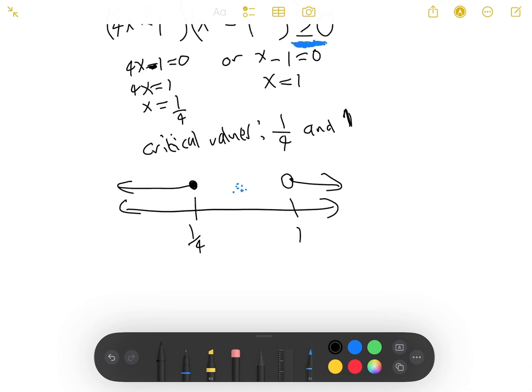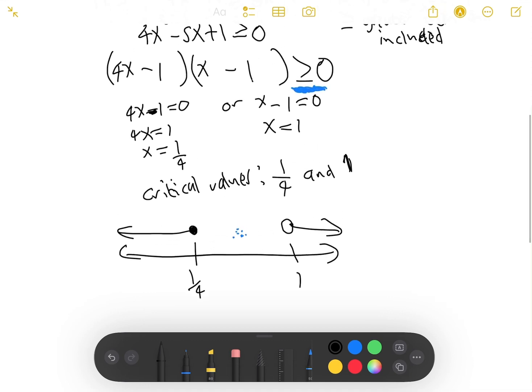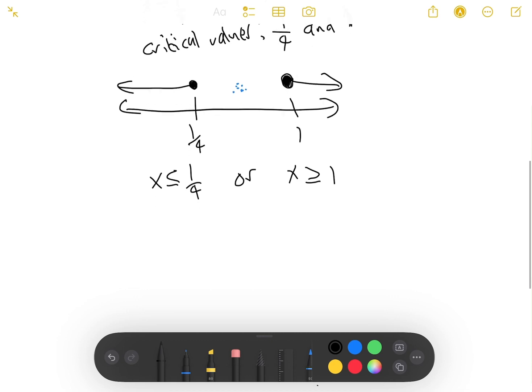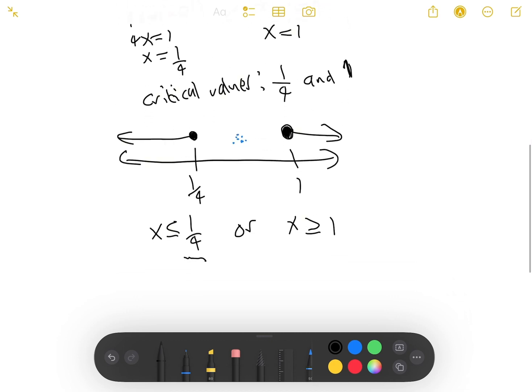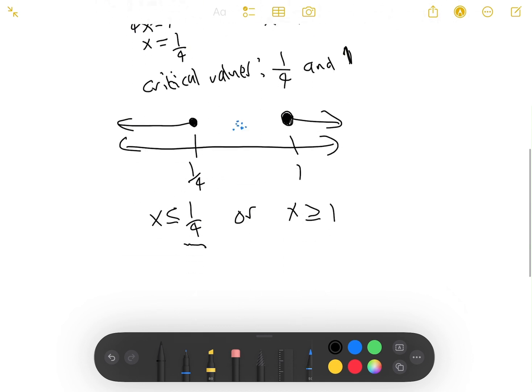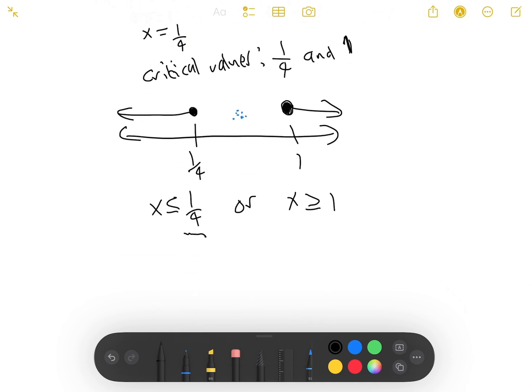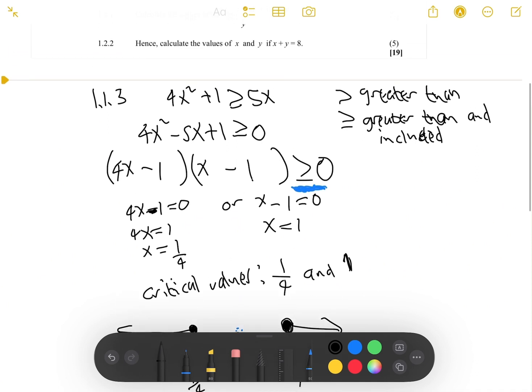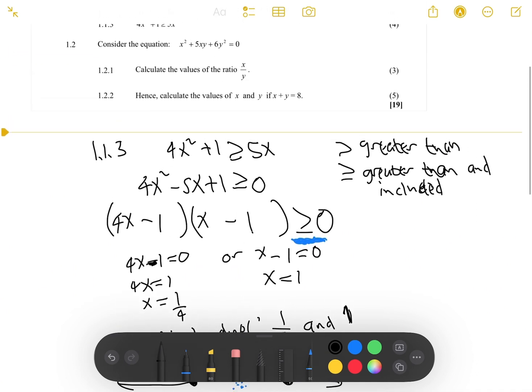Round means not included, but when we darken it, it shows it is included. So here we say x will be less than or equal to 1 over 4, or x will be greater than or equal to 1. So you can substitute any value from 1 over 4 going down and check if the expression does become greater than 0, or substitute any value greater than 1, all the way to 2 and so on, and see if it's greater than 0 again. So yes, we are done with that question.